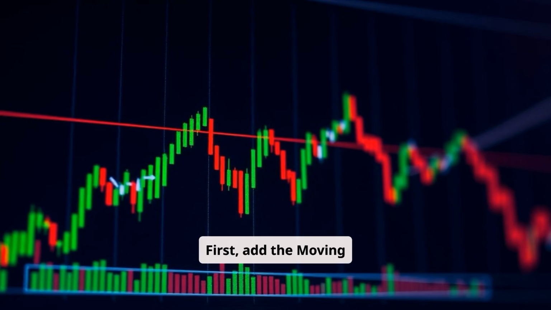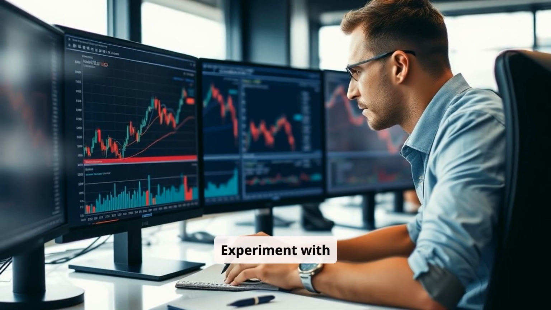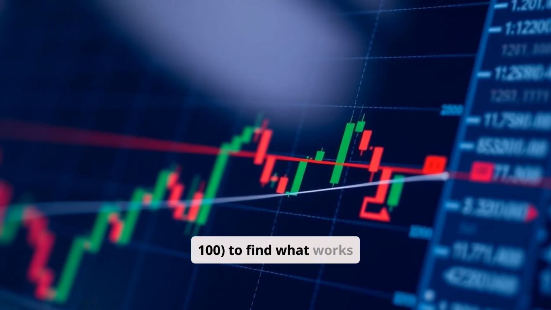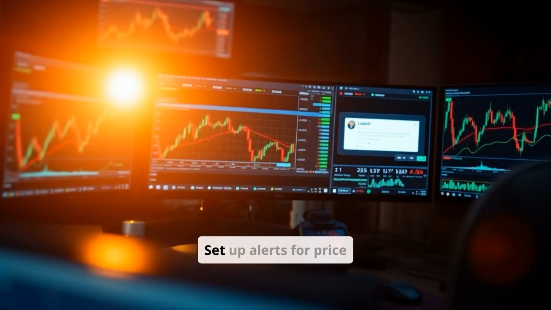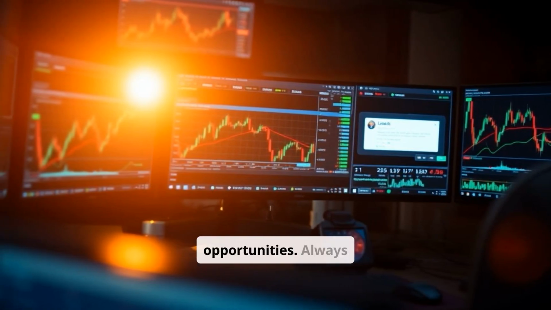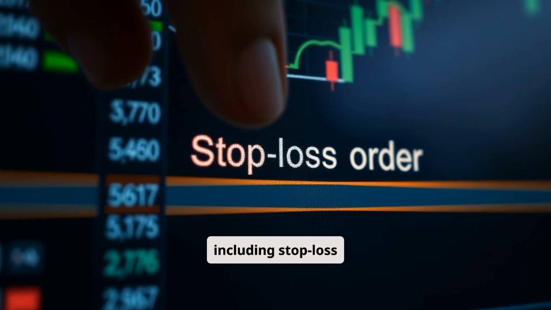First, add the moving average indicator to your EUSD chart in MT5. Experiment with different periods, e.g. 20, 50, or 100, to find what works best for you. Set up alerts for price crossing the moving average to catch trading opportunities. Always use proper risk management, including stop-loss orders.